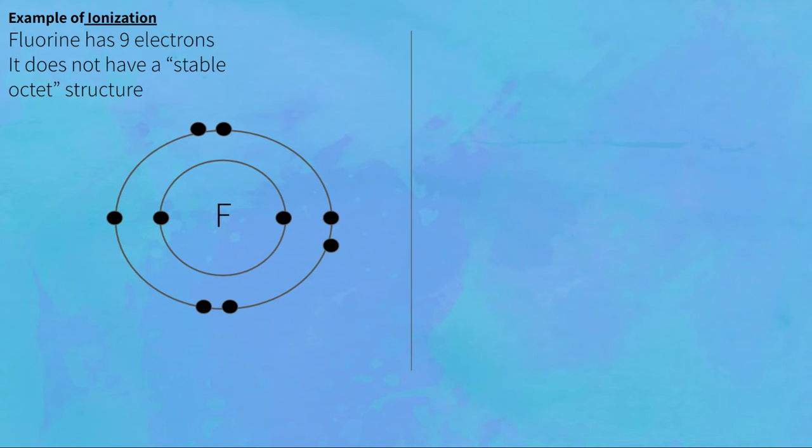So here is fluorine. Fluorine has 9 protons and 9 electrons. So if we count 2 in the first shell, and then 2, 4, 6, 7 in the second, that's 9 electrons overall. Fluorine, though, is not stable in this configuration. It is neutral because it has 9 electrons and 9 protons, but it doesn't have a stable octet. That outer ring isn't full.